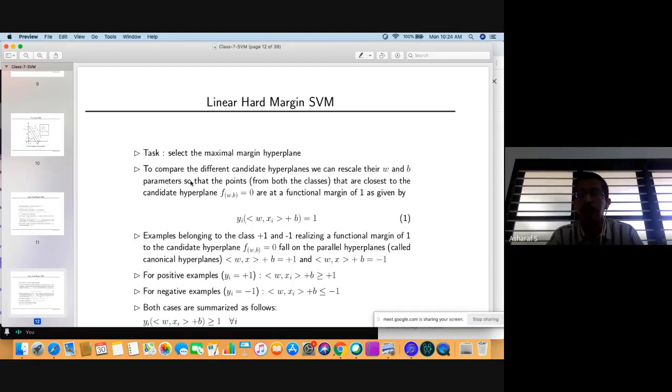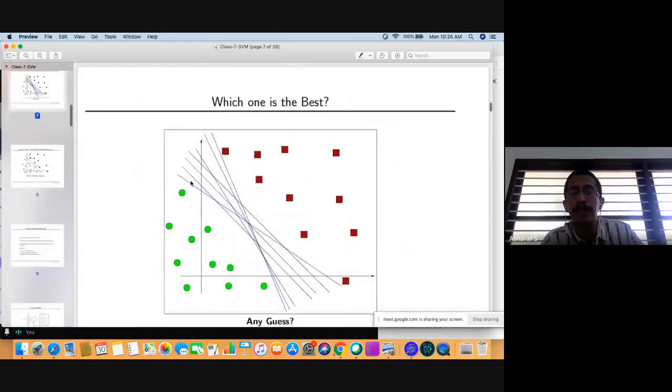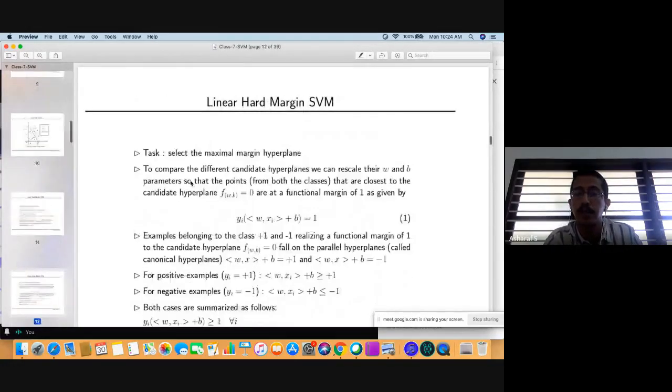To compare the different hyperplane candidates, read the second item there. To compare the different candidate hyperplanes, you can rescale the w and b parameters so that the points from both sides of the classes that are closest to the candidate hyperplane are at a functional margin of plus 1, given by y into w transpose x plus b is equal to 1, which is what I just explained.